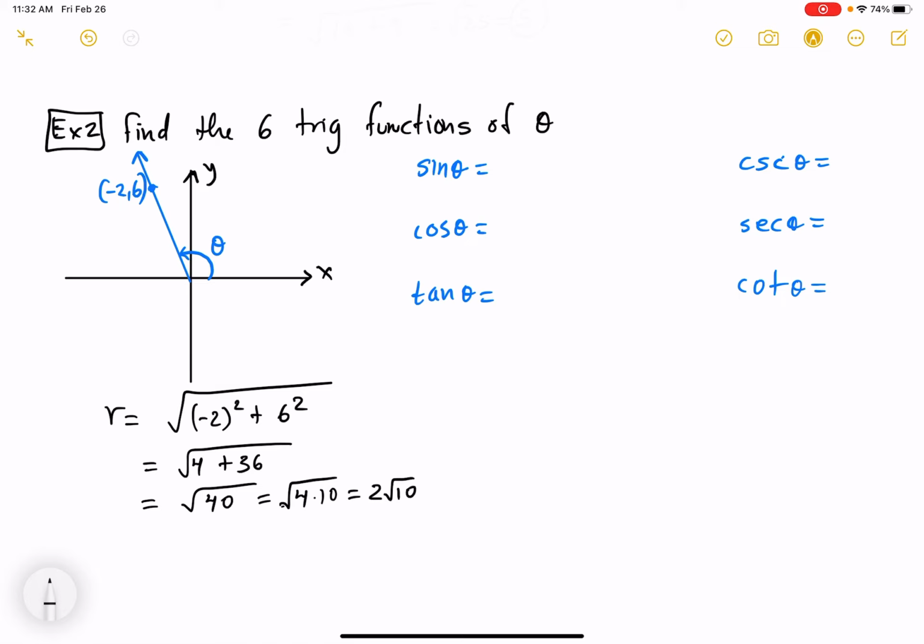So I'm going to write this as, the sine would be y over r. Cosine would be x over r. And tangent would be y over x. Before I write the other ones, I'm going to simplify this. We know that 6 divided by 2 is 3. And to rationalize the denominator here, we need to multiply by the square root of 10. And we get 3 square root of 10 over 10 as the sine.